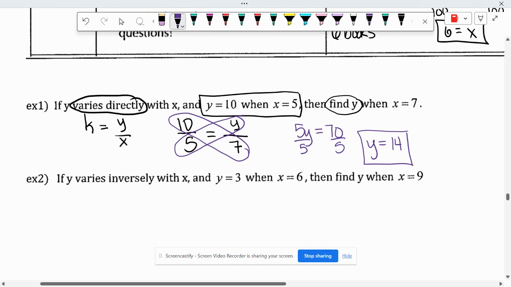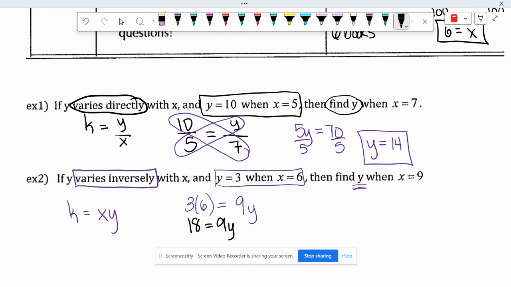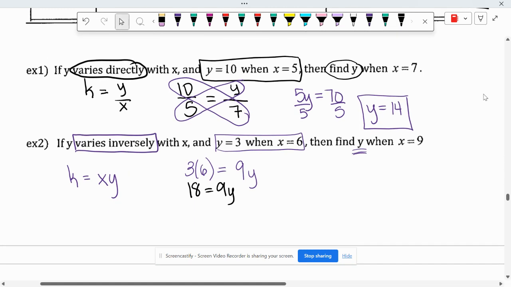Can we keep going? Okay. Example number 2 says y varies inversely. What does that mean? What does k equal? Well, x times y. Very good. So I have 3 and 6. So 3 times 6 equals, I'm trying to find y when x is 9, 9 times y. So I have 3 times 6 equals 9 times y. Well, what is 3 times 6? So 18 equals 9y. Divide both sides by 9, and I find out that y equals 2.